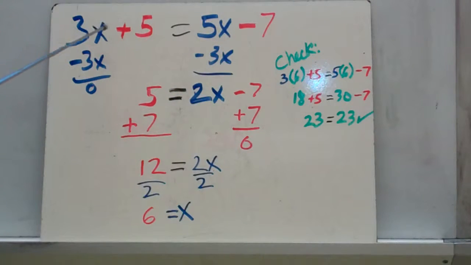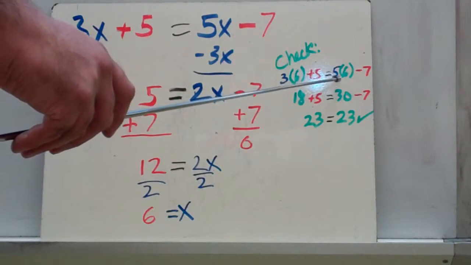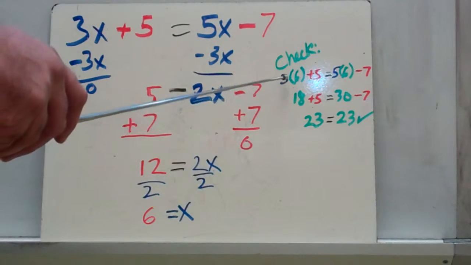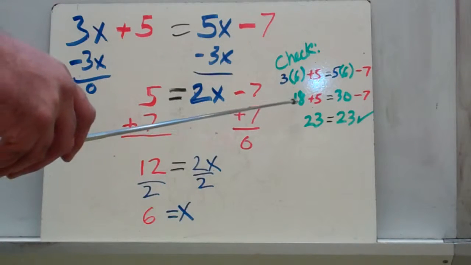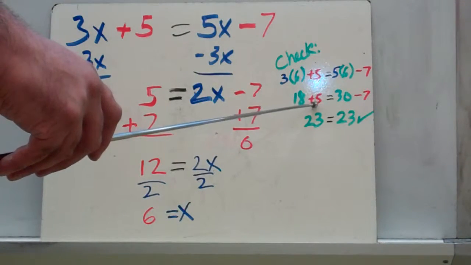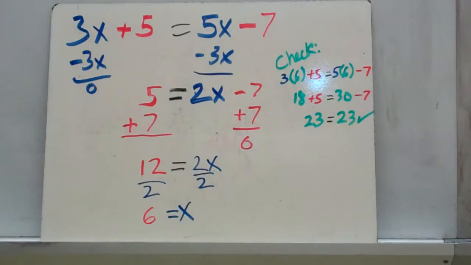We can replace x with 6 here, so 3 times 6 plus 5 is equal to 5 times 6 minus 7. We know that 3 times 6 is 18, and 5 times 6 is 30. 18 plus 5 is 23, and 30 minus 7 is 23. And 23 is equal to itself.